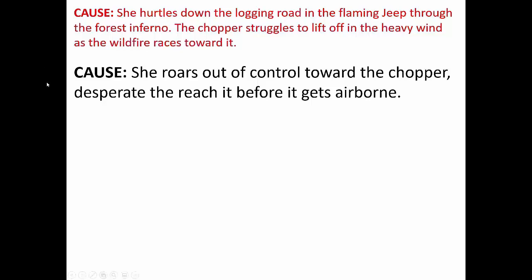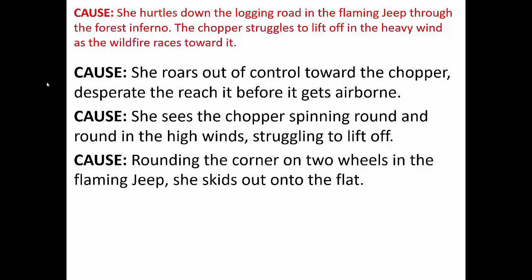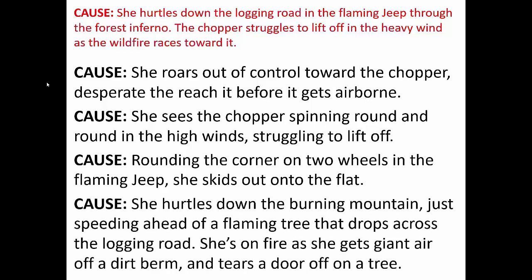So she roars out of control toward the chopper, desperate to reach it before it gets airborne. Because of that, she sees the chopper spinning round and round in the high winds, struggling to lift off. She's afraid she's going to miss it, so she's just driving like a bat out of hell right at it. Because of that, rounding the corner on two wheels in the flaming Jeep, she skids out onto the flat. Because of that, she hurtles down the burning mountain, just speeding ahead of a flaming tree that drops across the logging road. She's on fire as she gets giant air off a dirt berm and tears the door off on a tree.